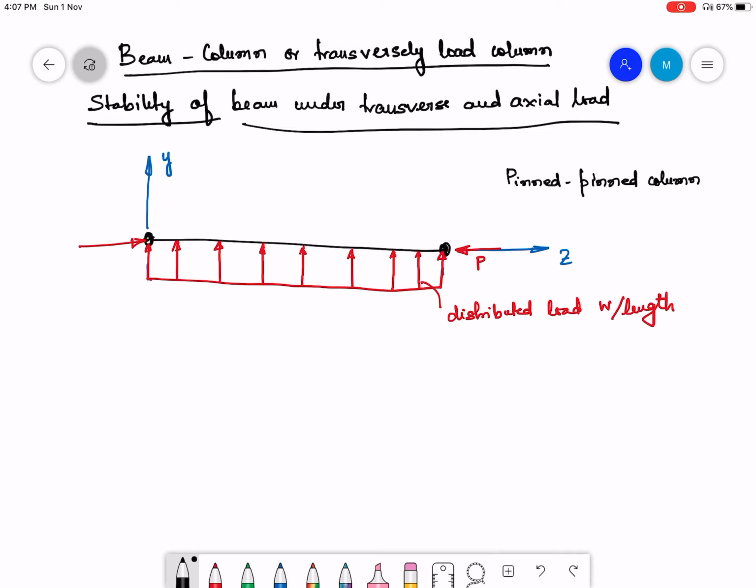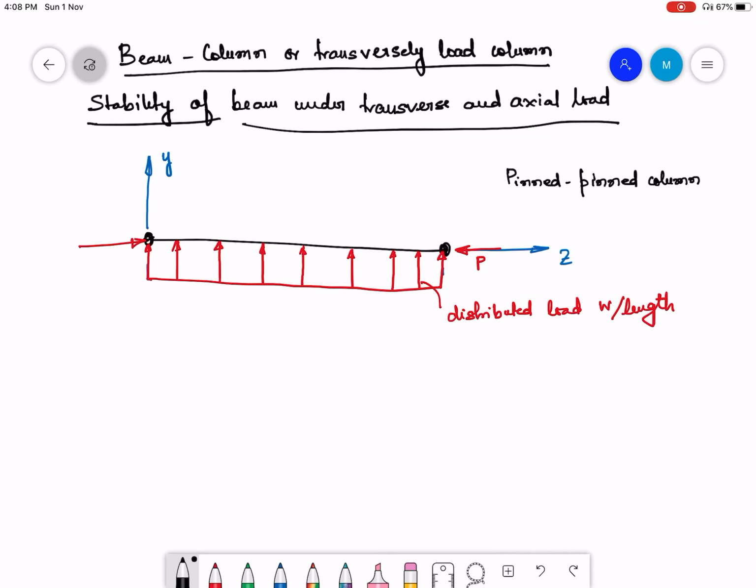The next thing we did was move to a column with a slight imperfection, that is, the column had an initial displacement or deformed shape, and we figured out how this column behaves under axial load. We found that the column, unlike a perfect column, will start bending as soon as any axial load P is acting on it. In a perfect column, the bending or buckling doesn't start unless P reaches P critical.